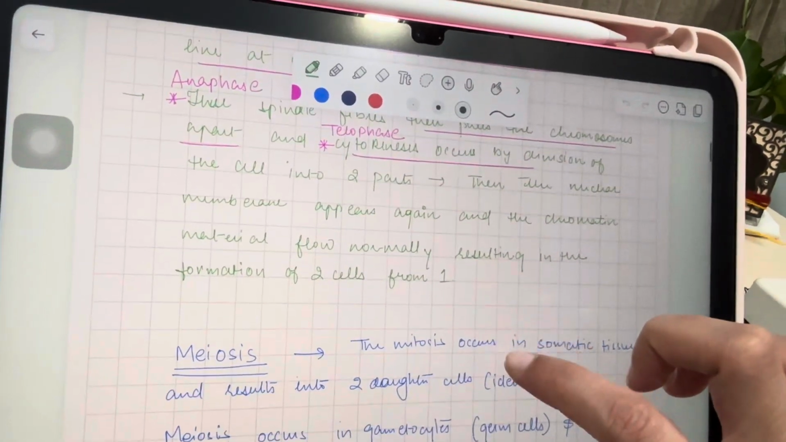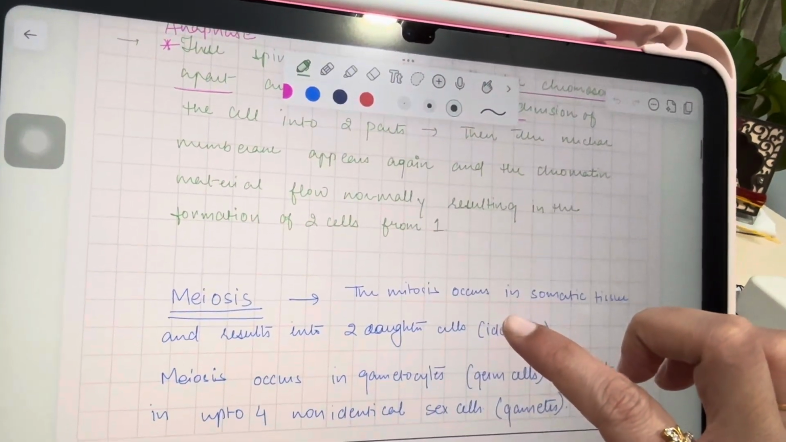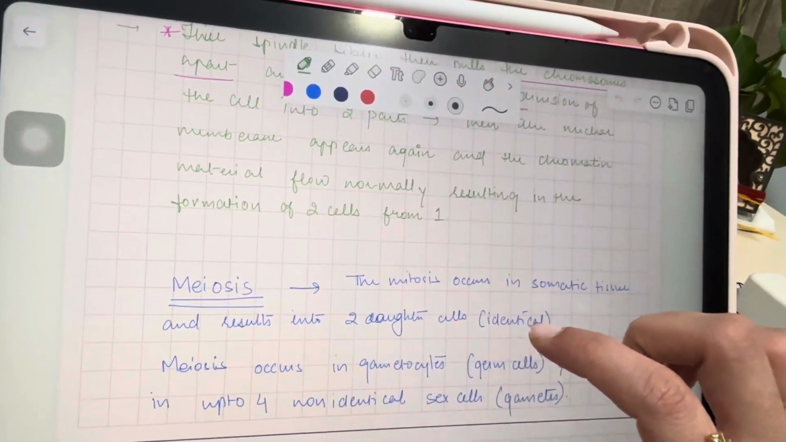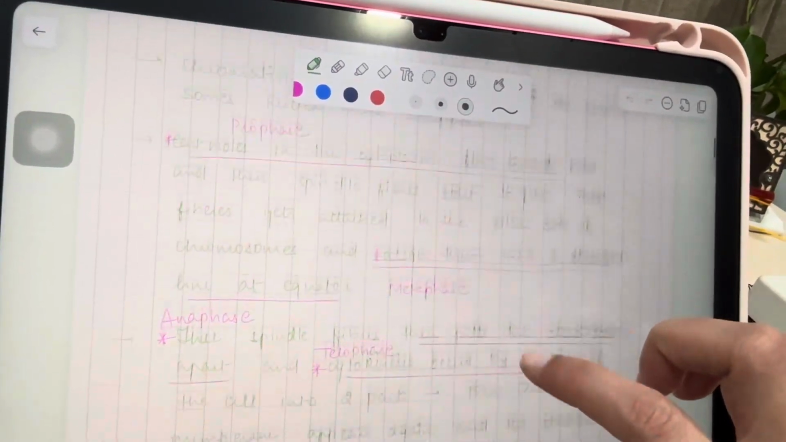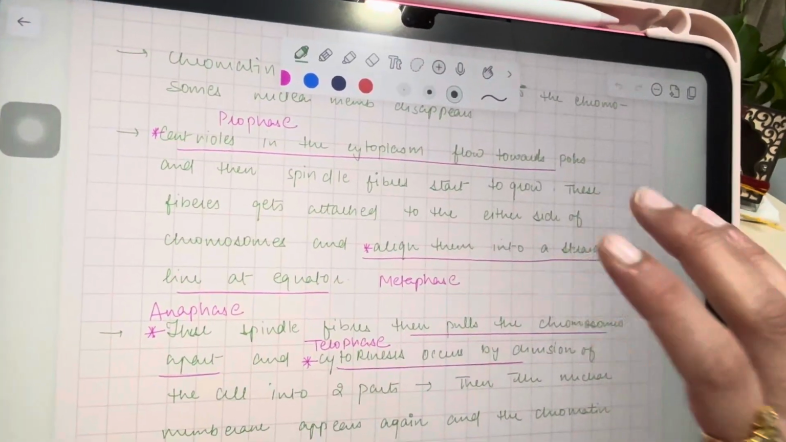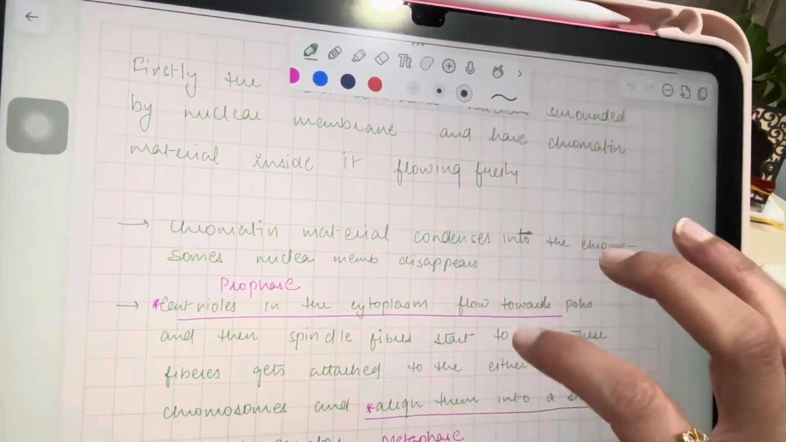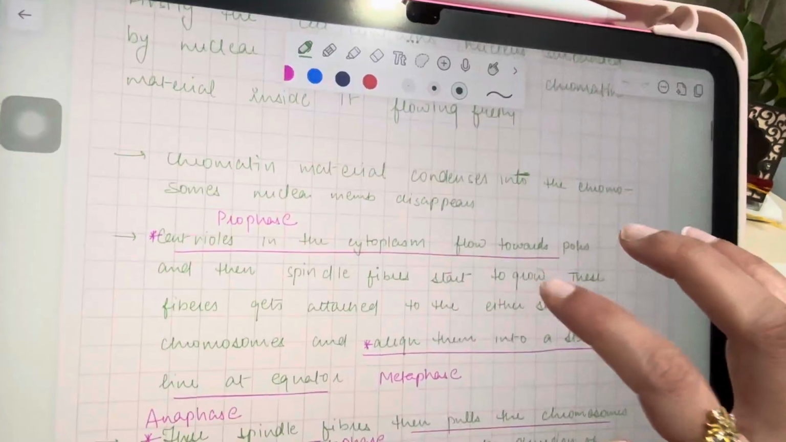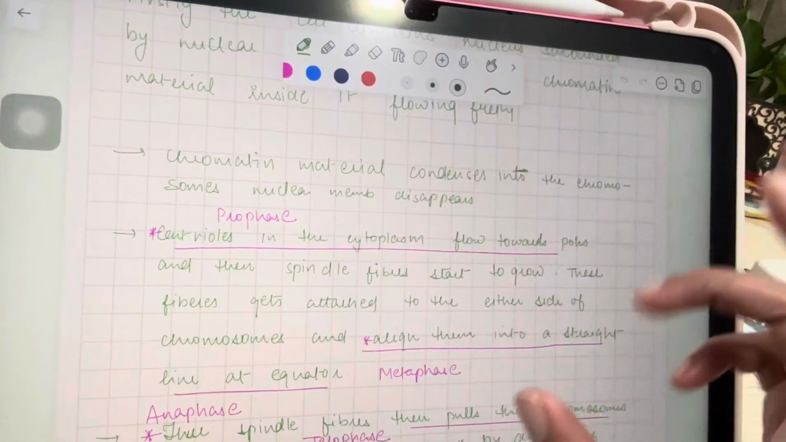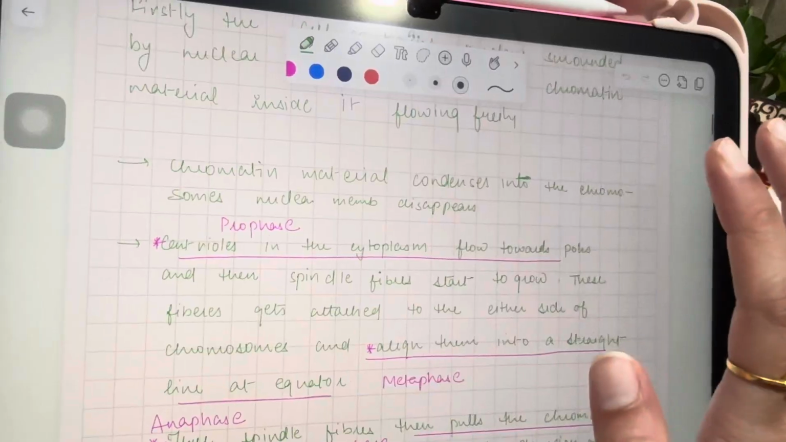Then the nuclear membrane appears again and the chromatin material flows normally, resulting in the formation of 2 cells from one. So this is a continuous process, and dividing it into phases is very difficult. That's why I have explained in a big paragraph form where we can differentiate the phases, but majorly the beginning part comes into the prophase where the chromatin material condenses into chromosomes. Actually, the material is in a flowy form, then it condenses inside the nucleus. As it condenses, it becomes chromosomes.